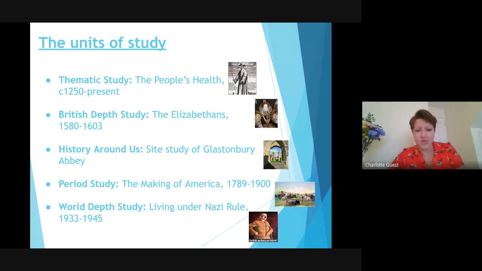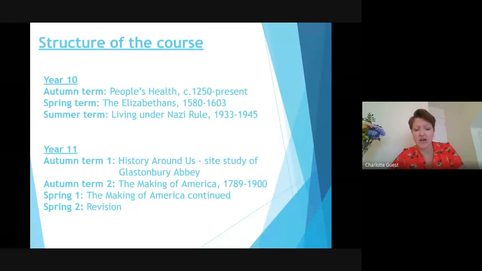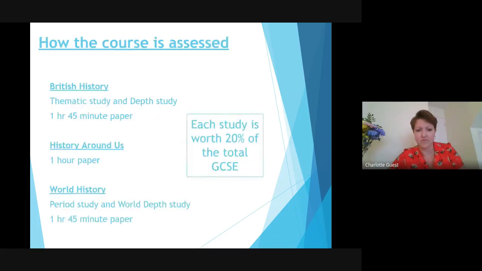The structure of the course. So in year 10, we start with people's health, followed by the Elizabethans, and then in the summer term, we focus on living under Nazi rule. In year 11, we focus on the History Around Us unit, which involves the trip to Glastonbury Abbey. We look at the making of America, and then we finish with time to revise for the summer exams.